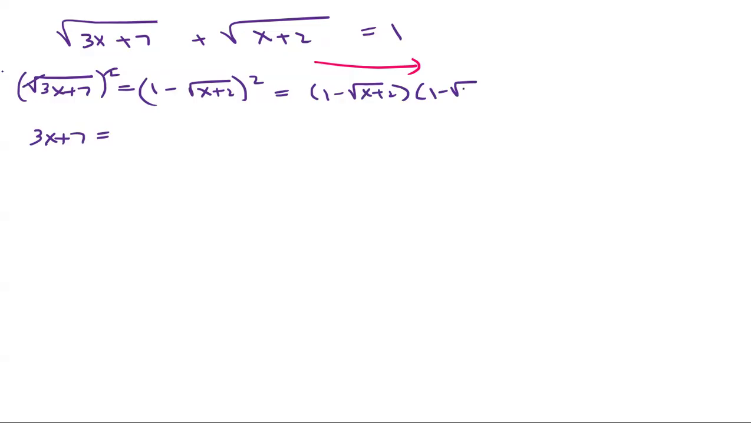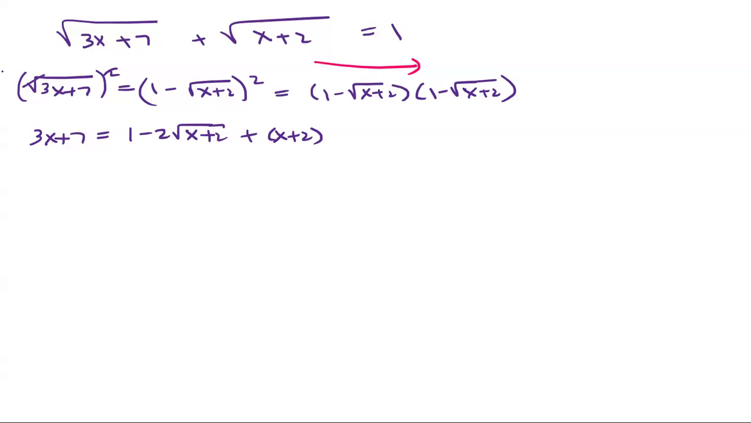All right. So, okay. To save us some time, all right, so again, you would multiply this out. When you do that, you should get 1 minus 2 square root of x plus 2 plus x plus 2. Okay? So again, when you multiply this out, the right side becomes 1 minus 2 square root of x plus 2 plus x plus 2. Okay?